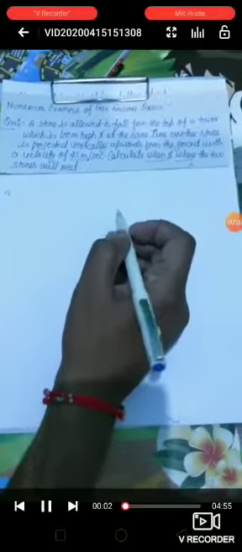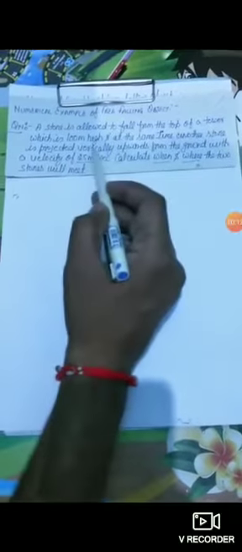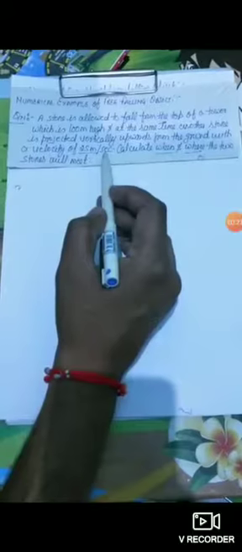Hello students, let us solve a numerical example of a free falling object. The question is: a stone is allowed to fall from the top of a tower which is 100 meter high, and at the same time another stone is projected vertically upward from the ground with a velocity of 25 meter per second. We have to calculate when and where the two stones will meet.